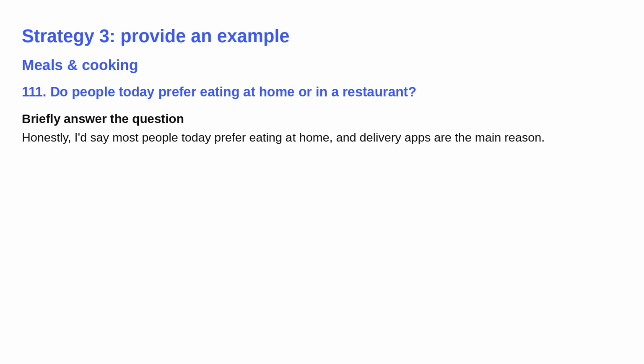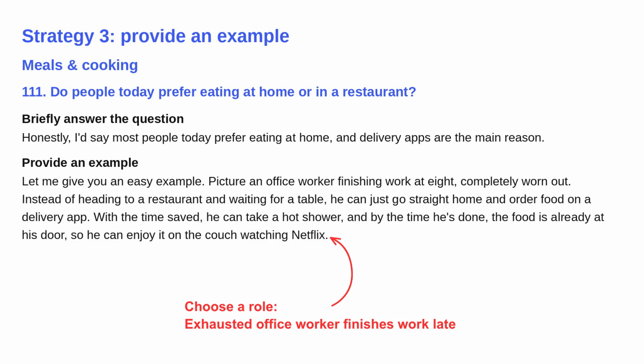Honestly, I'd say most people today prefer eating at home, and delivery apps are the main reason. Let me give you an easy example. Picture an office worker finishing work at 8, completely worn out. Instead of heading to a restaurant and waiting for a table, he can just go straight home and order food on a delivery app. With the time saved, he can take a hot shower, and by the time he's done, the food is already at his door, so he can enjoy it on the couch watching Netflix.